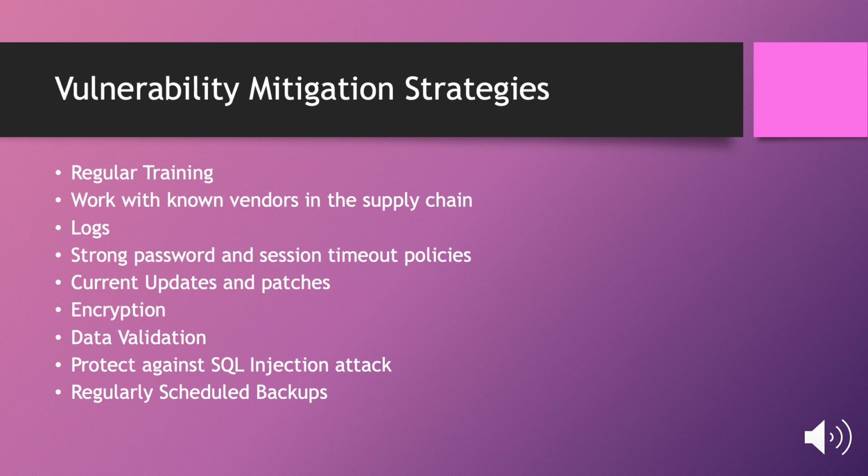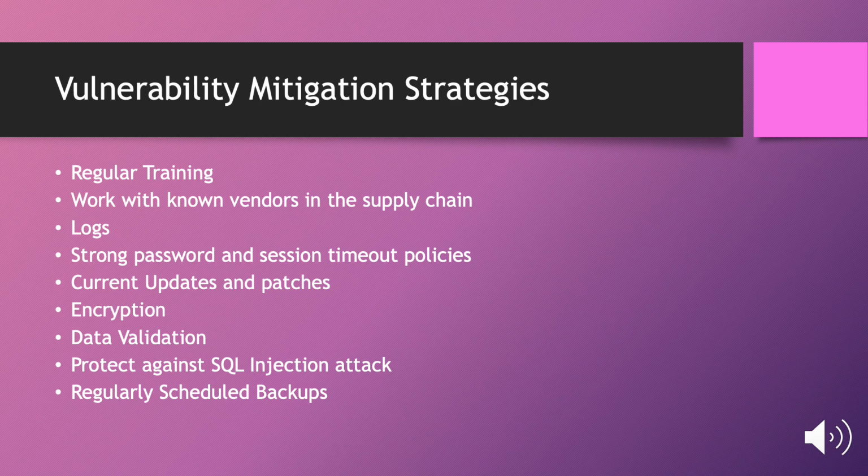Vulnerability mitigation strategies. There are several steps the organization can take to protect against vulnerabilities. Regular training can reduce the vulnerabilities associated with the human factor. The organization should only work with known and trusted vendors in the software supply chain. Privileged credential controls should be improved. Logs should be kept up to date to help identify cyber attacks and to hold people accountable. To help protect against broken authentication and authorization, strong passwords should be used and session timeouts implemented. Discretionary access control should be put in place to protect against broken authorization.